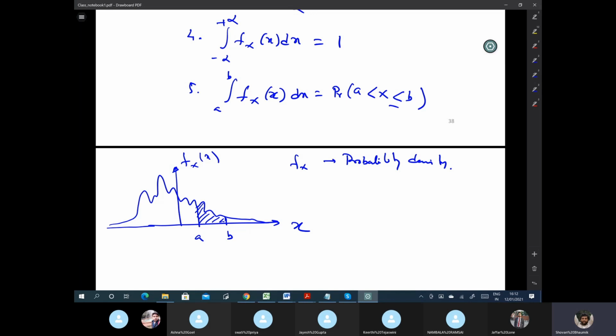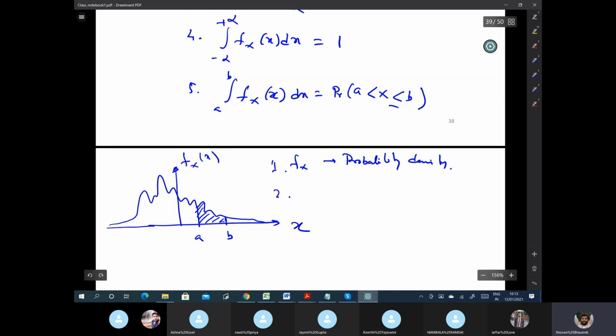So f_X cannot be probability, but if it is discrete, then it becomes the probability mass function. That I am coming to later. But in continuous, f_X is probability density. That means if you integrate f_X, you will get the probability. So the y-axis is not the probability, it is probability density. To get the probability, you have to integrate. This is the first point, you have to be careful.